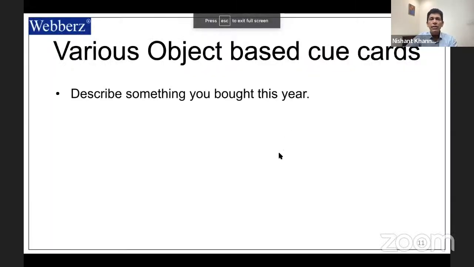My first cue card is describe something you bought this year. Okay. So I want your ideas on something you bought this year. So write down some points on something you bought this year. Please write down as many points as you can.